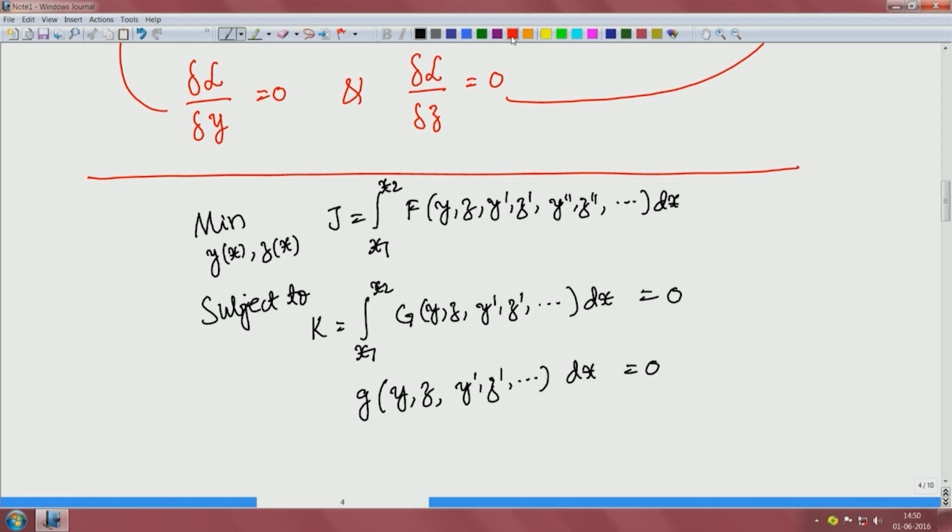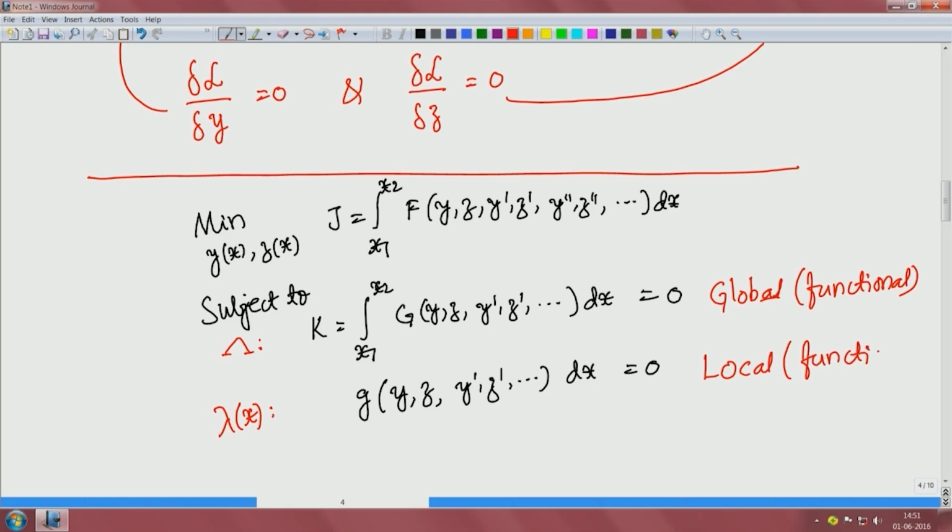What we need to do is first denote with an uppercase Greek letter like lambda for a global constraint, that is an unknown constant, whereas an unknown function for a local constraint. Once again, this is a global or functional type constraint, and this is a function type constraint, right. So, how do we deal with this?